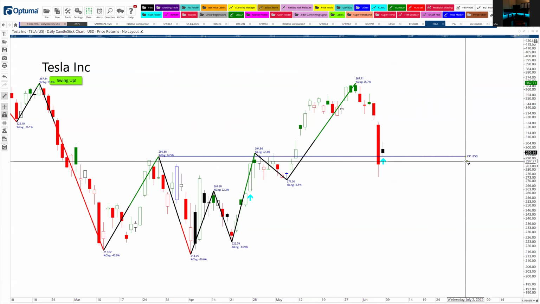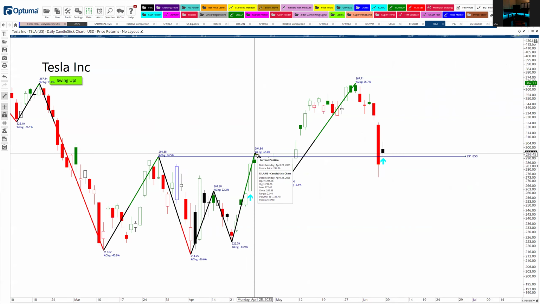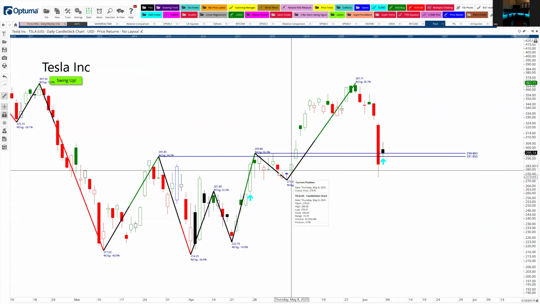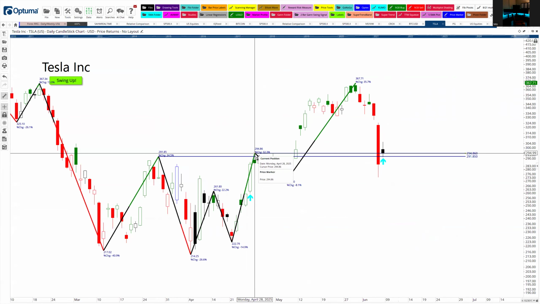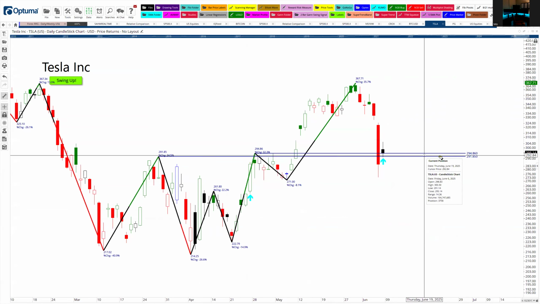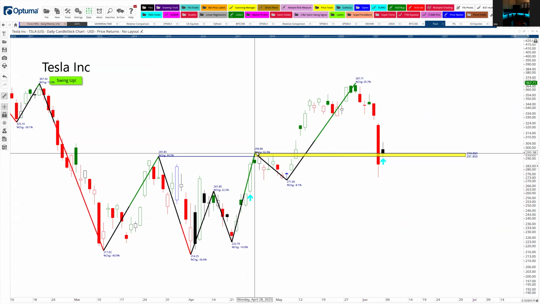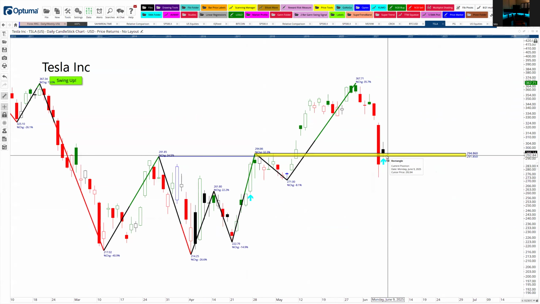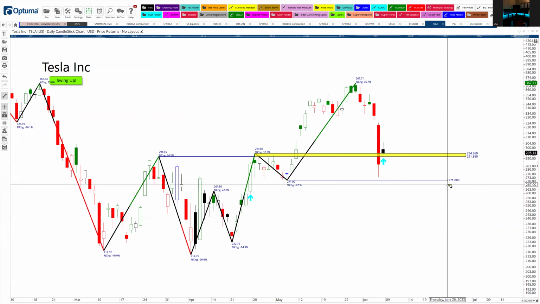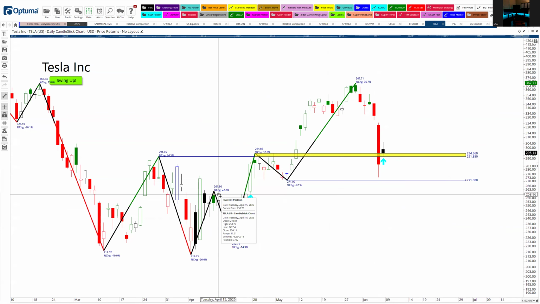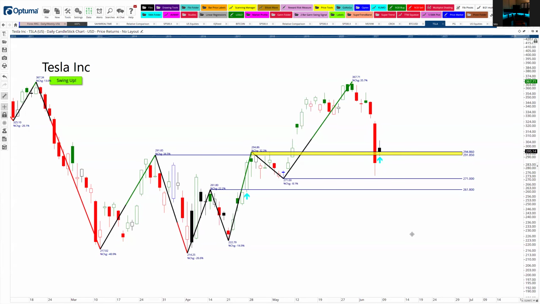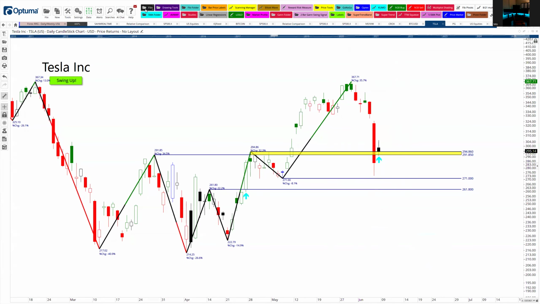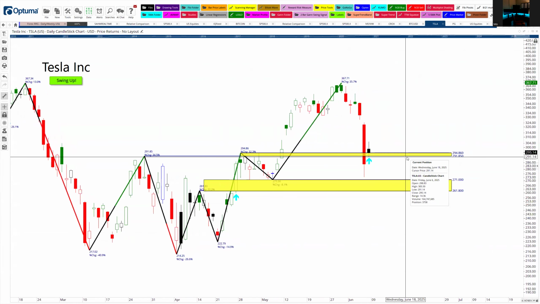Here's your support right there. That's your zone. You're going to watch right there. This swing high, this swing high, draw a little box right there. This is supposed support. Next support down, this and this. What's your next support down? This and this.